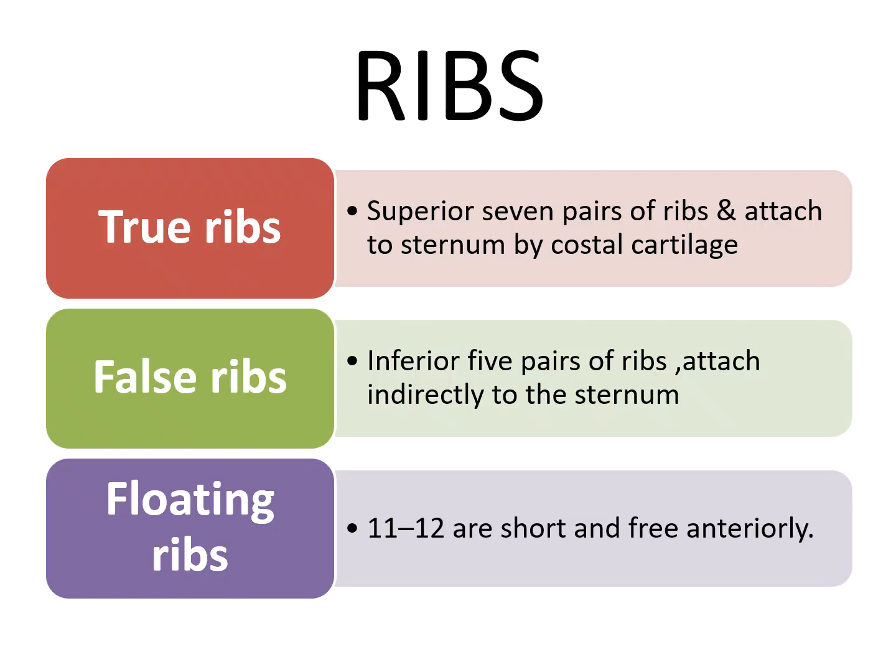And ribs, we have already said true ribs, false ribs, and floating ribs. 1 to 7 are called true ribs, and 8 to 12 are called false ribs. Of those, 11 and 12 are called floating ribs. So the true ribs are the 7 pairs of ribs which attach to the sternum by the costal cartilage. And false ribs are the inferior 5 pairs of ribs that attach indirectly to the sternum, and floating ribs are 11 and 12 which are short and free anteriorly.